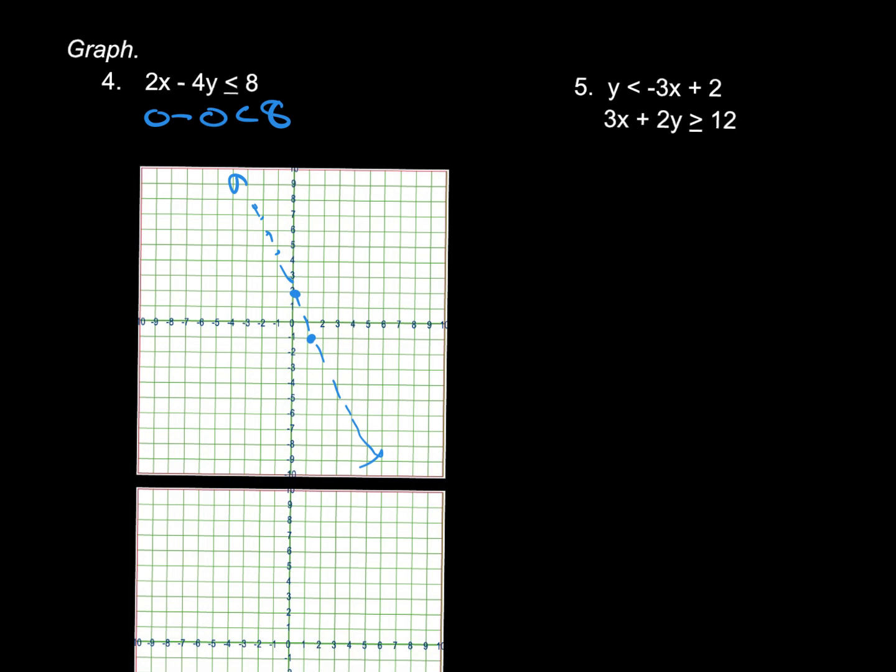And plug in 0, 0. I get 0 is less than 2 if I do that, and that is true. So in a second, I'm not going to do it yet, but I'm going to shade towards 0, 0, so the left side of that line.